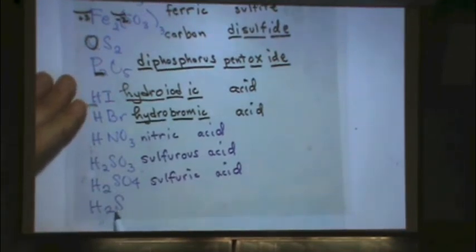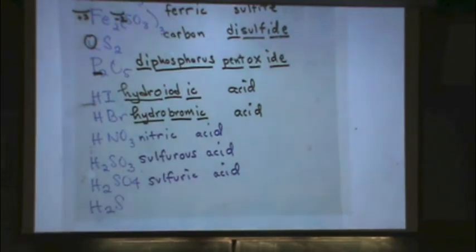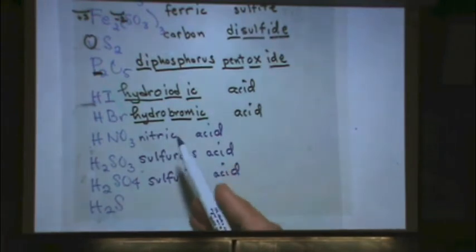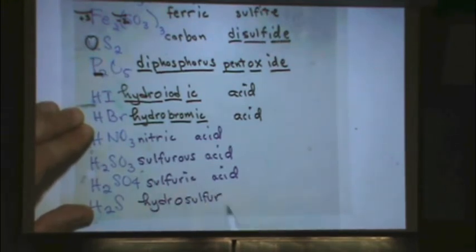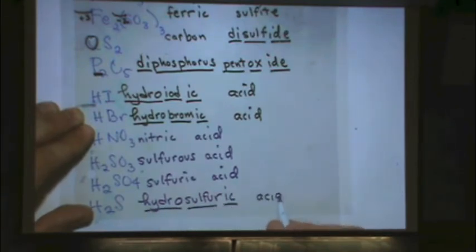And then here, this last one, we're going back to two atoms, hydrogen and sulfur. So again, I follow the same as before. I start with hydro. Then sulfur, just like before. Ic. So hydro, sulfur is the stem. Ic is the suffix, last name acid.